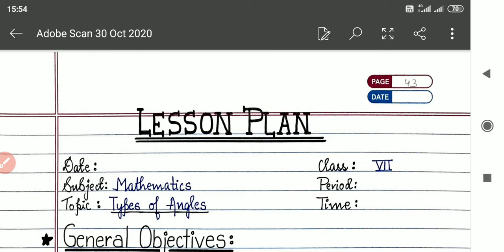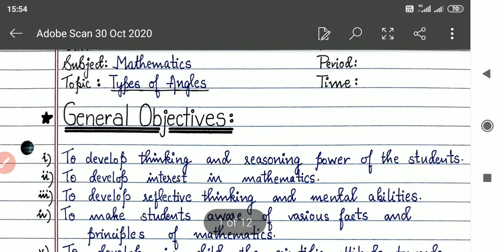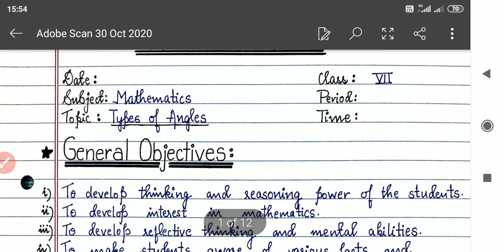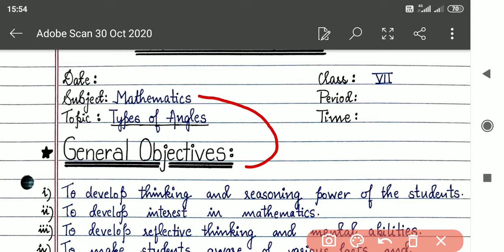It depends in which period you are going to take your mathematics class, then the time of that particular period. It may be 30 minutes or 35 minutes depending upon the school timetable. Then we write about the general objectives. General objectives, as I had told in many of my videos, pertain to the subject.